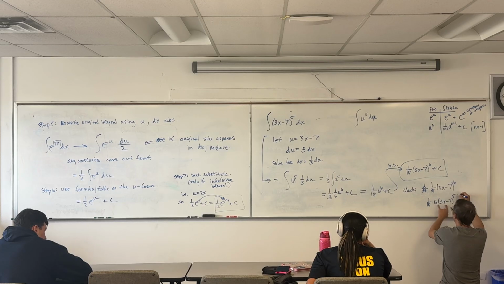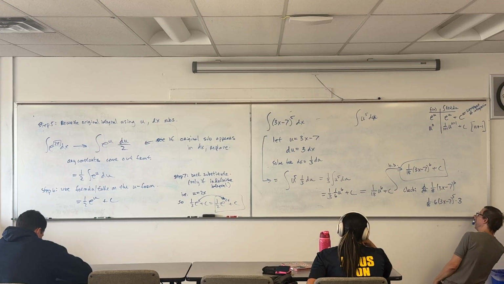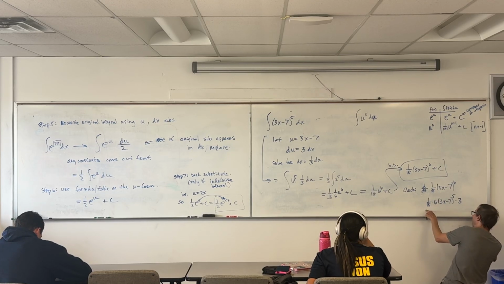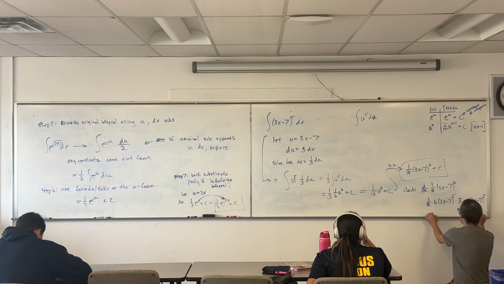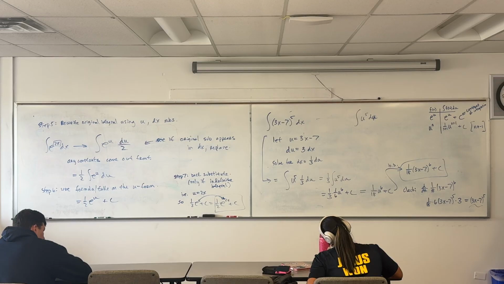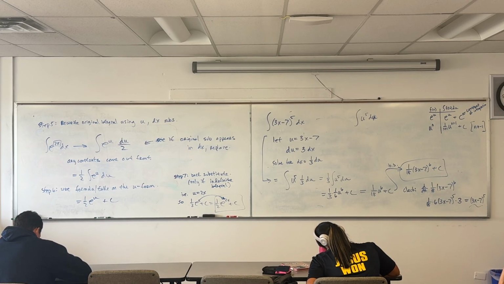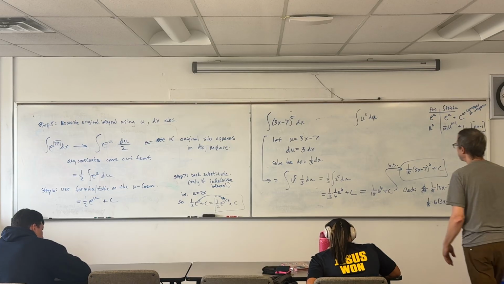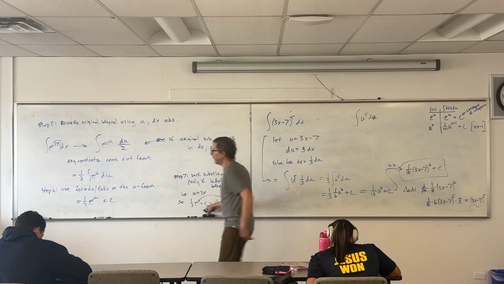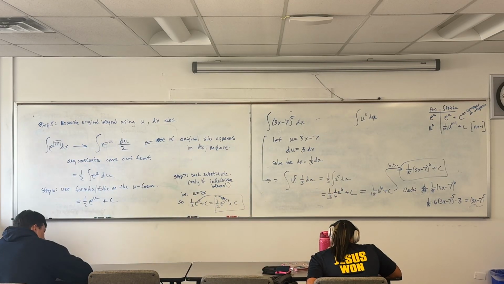You're going to be doing them when you find your du's. Times the derivative of the inside, which is 3. So that's just chain rule. And look, the 18 cancels with that, and we got our original integrand back. So I did it. You can always check yourself this way. Let me stop for a second, let you get caught up.